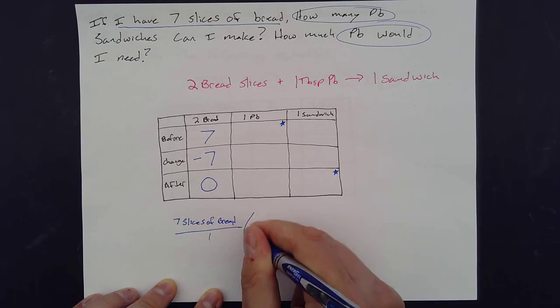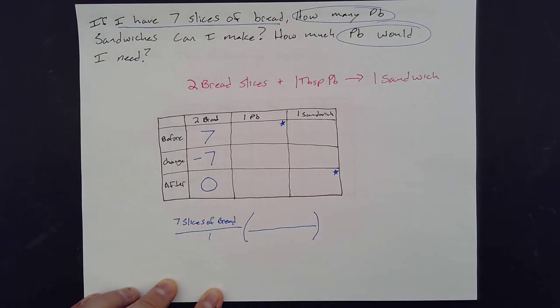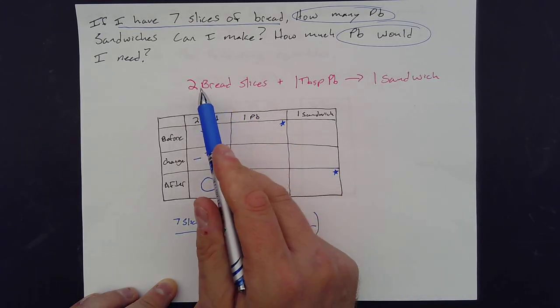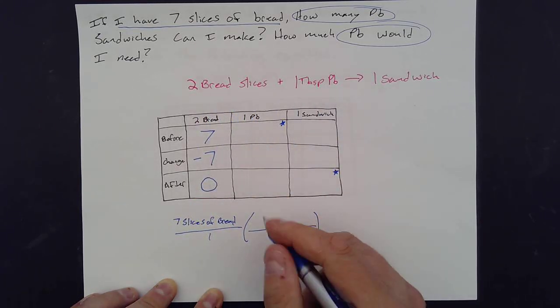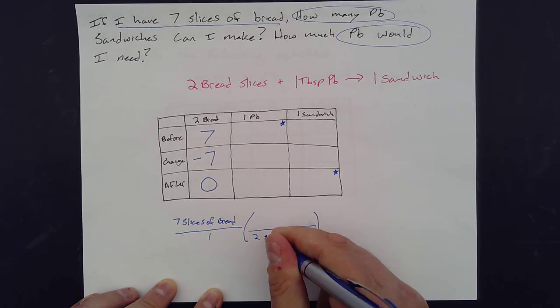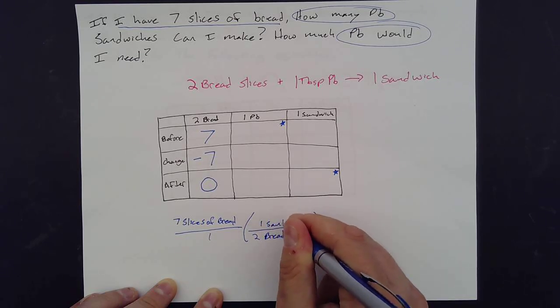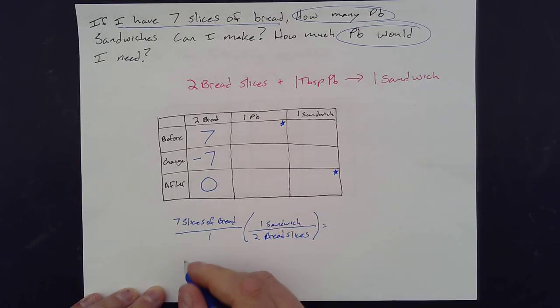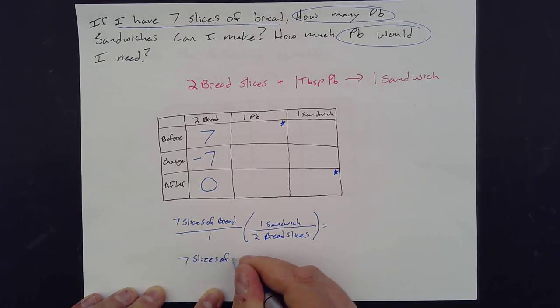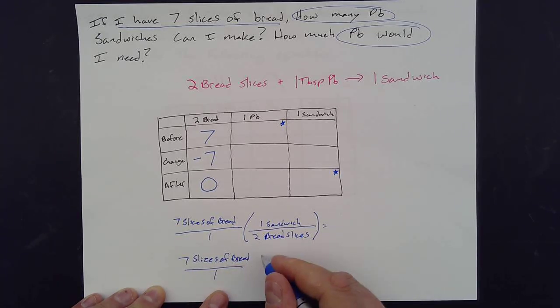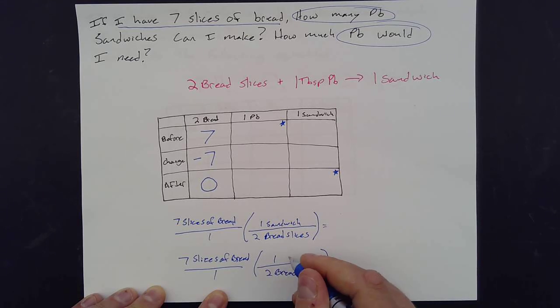I'm going to place that over 1. Now, when we look back into my problem here, for every 2 slices of bread, I make 1 sandwich. And we'll just set up our other one too. So first, if I have these 7 slices of bread again, for every 2 bread slices, I need 1 tablespoon of peanut butter.